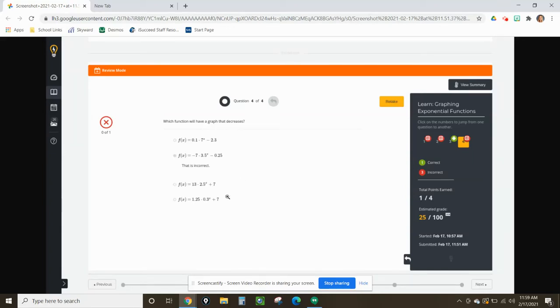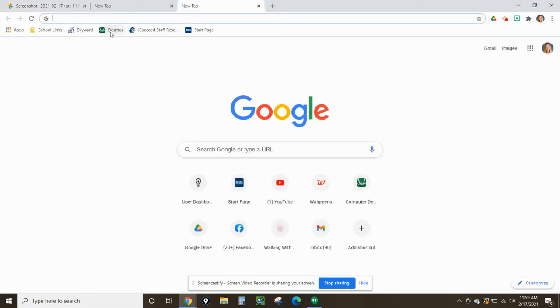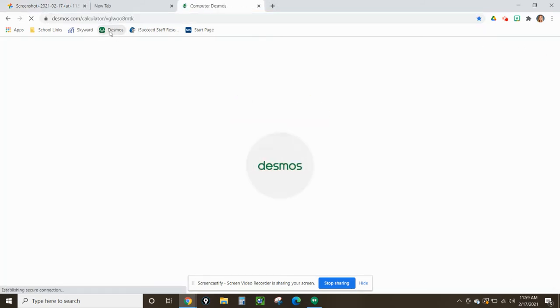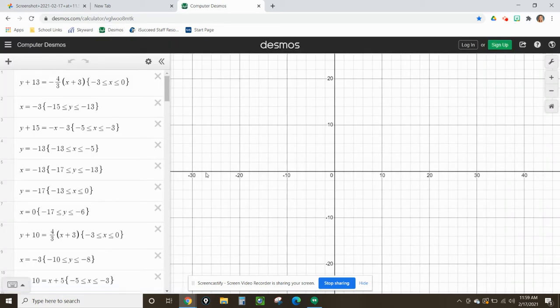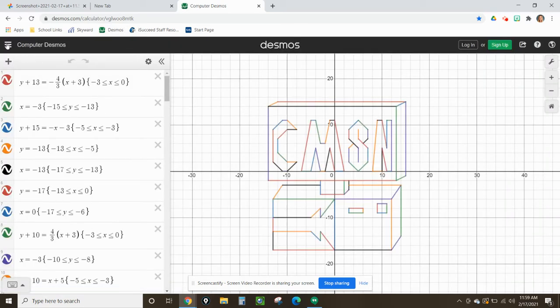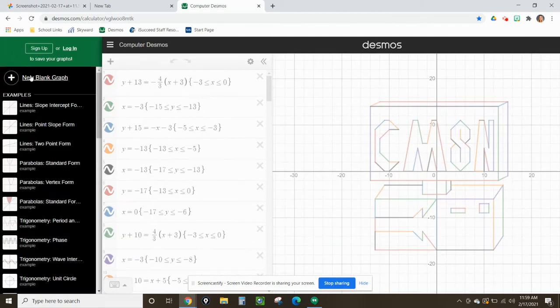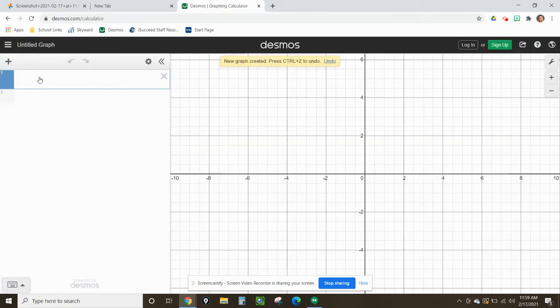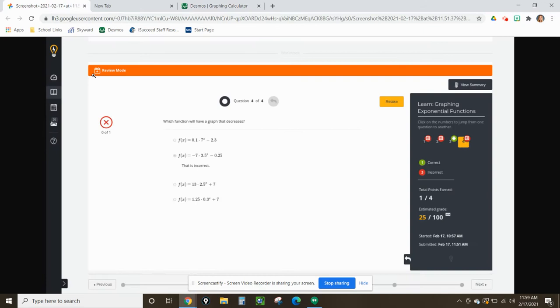So what I would suggest that you do, I think I may have showed you this before, is go to desmos.com, desmos.com. When you get there, it always has all this stuff already on it. So you go over to these little lines here and do new blank graph. Okay, then you can type in these functions and see what they look like. And it really helps you to learn about it too.